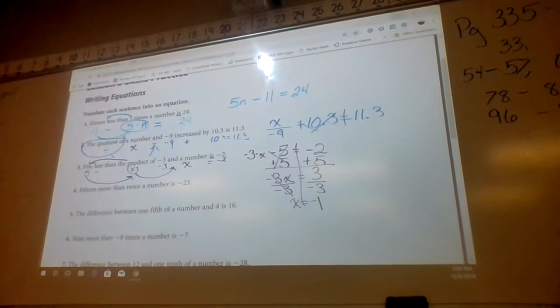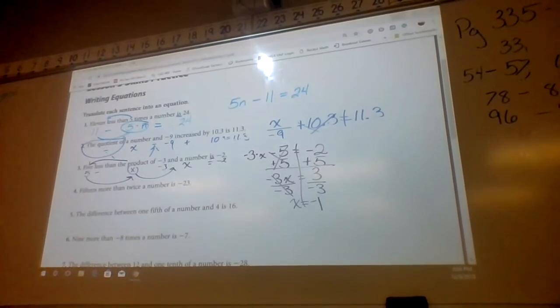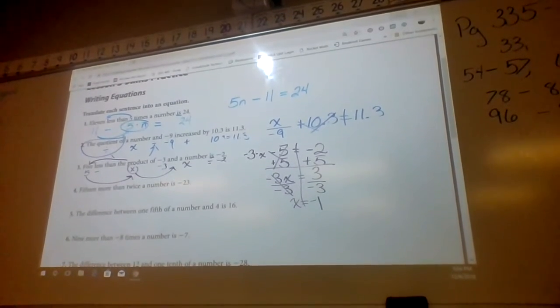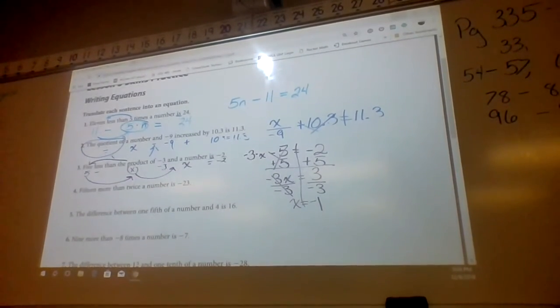I want you to solve number 5. If you guys get number 5 correct, you can do the homework. Difference between 1/5 of twice? What's twice? 2 times. So put 2 times. What's between them?